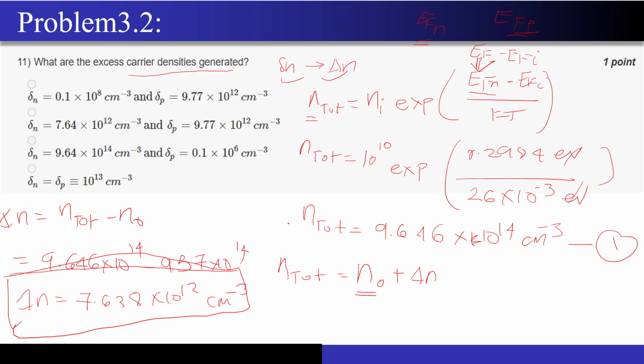Now this is only for delta n, right? Now what about delta p? See, I cannot apply n total into p total is equal to ni square. This is not correct because the semiconductor is not in equilibrium now. So again I have to do all this effort to find out the total concentration of holes. So how can I do that?